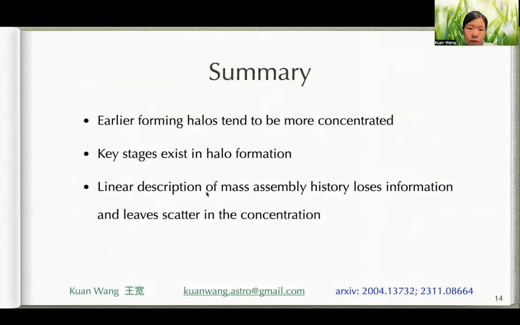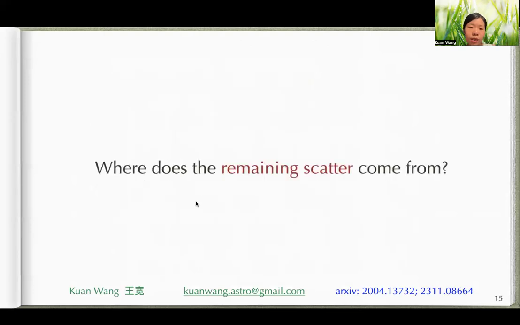Now let's take a moment to summarize what we know by now. Earlier forming halos have higher concentrations. The intermediate stages of mass assembly history are the key stages, and any linear description of the mass assembly history has to lose information about the present-day concentration. So where does the remaining scatter come from? Where does the remaining information go?